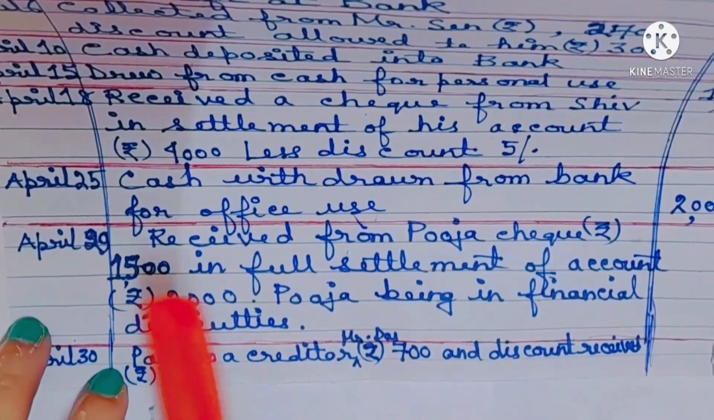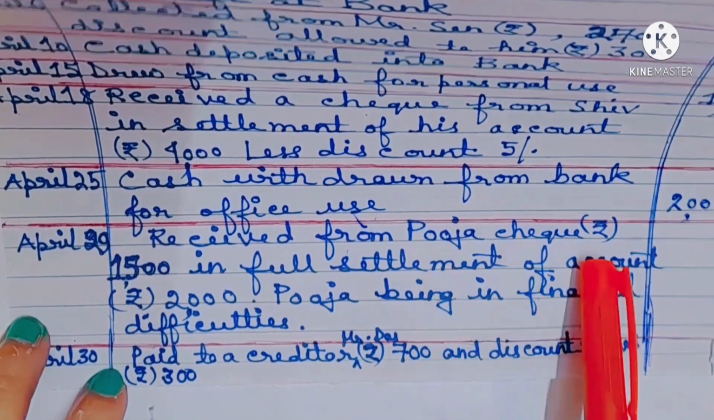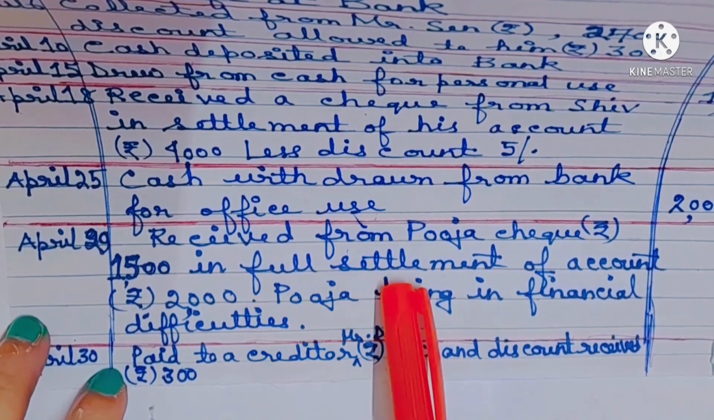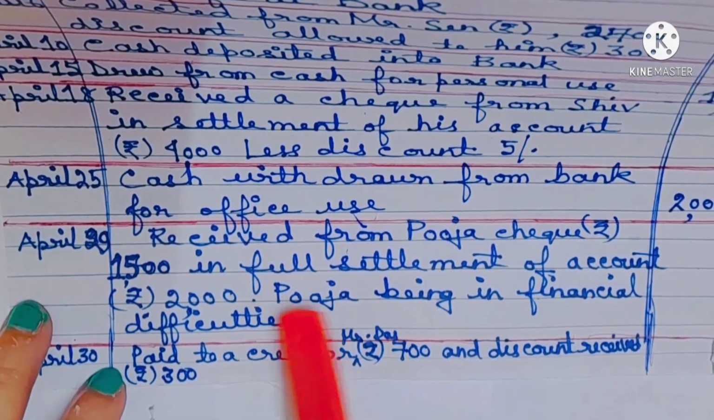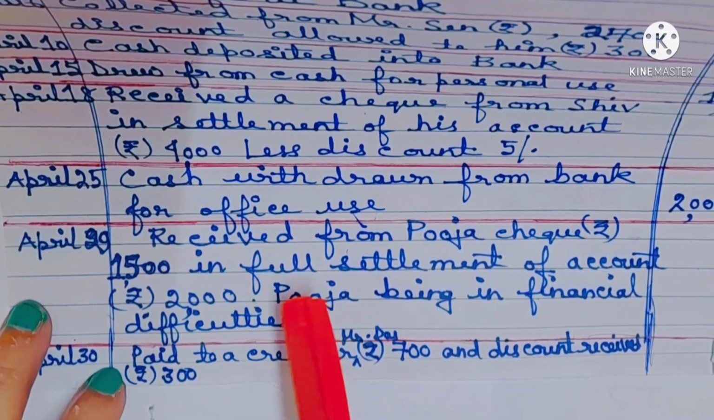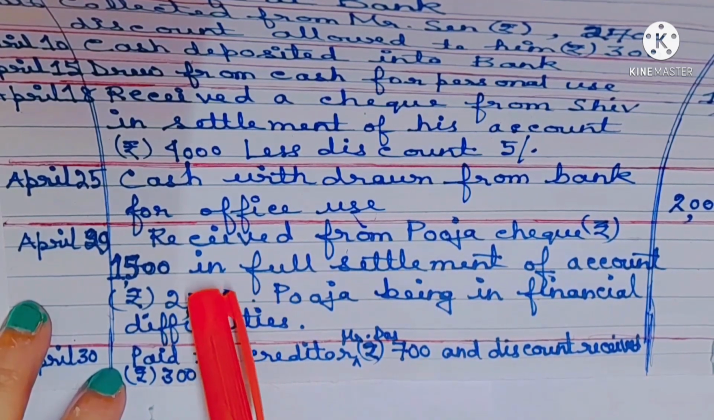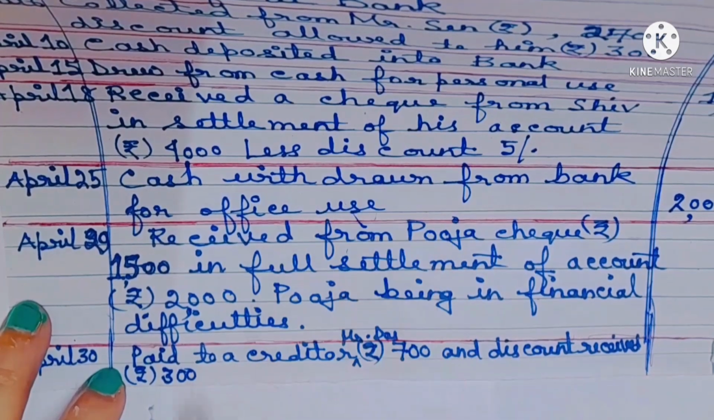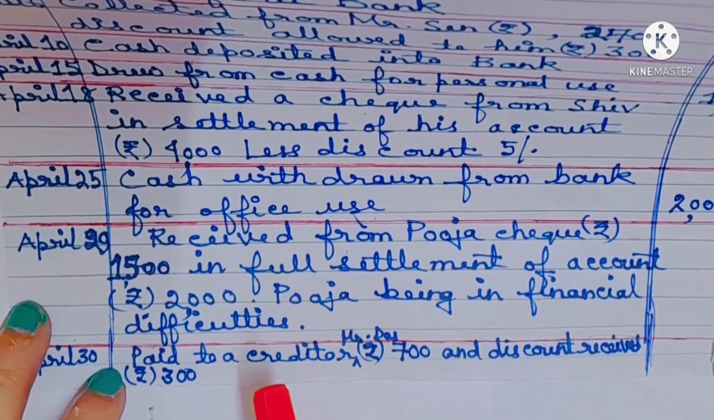The next transaction is on 29th April, received from Pooja check rupees 1500 in full settlement of account rupees 2000. Pooja being in financial difficulties. So we were supposed to receive from Pooja 2000. But we have received check from Pooja rupees 1500 in full settlement of account. That means Pooja will not pay any more. Why 500 less? 500 is not discount because see the last line.